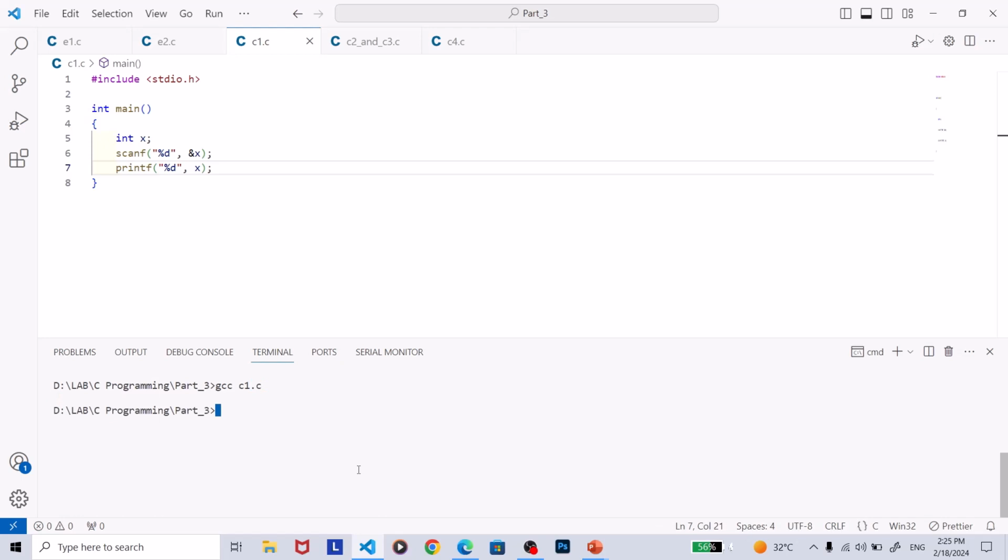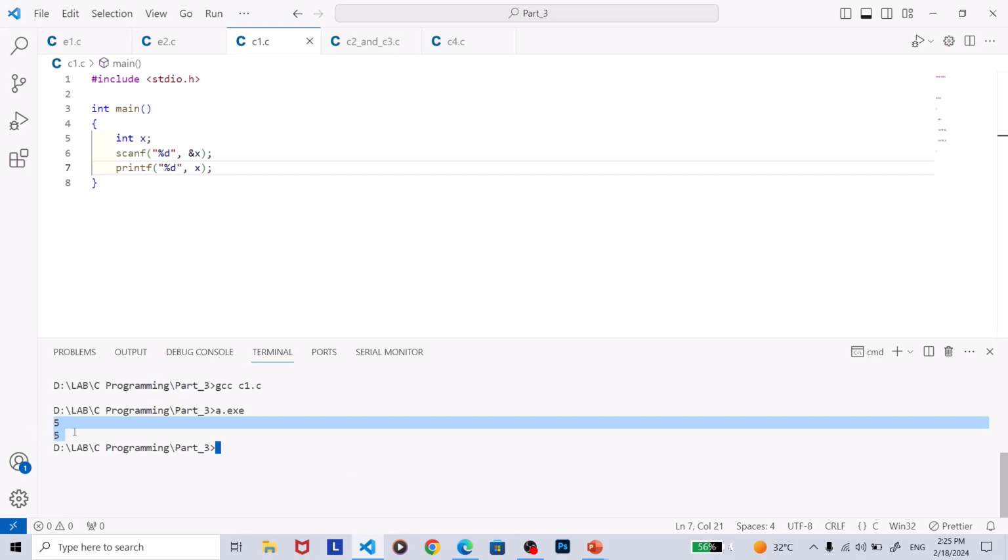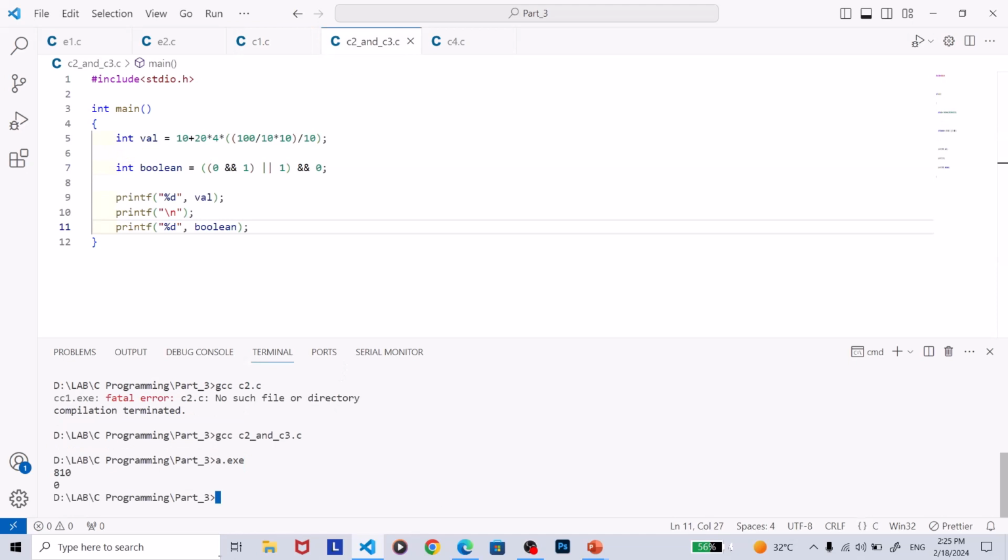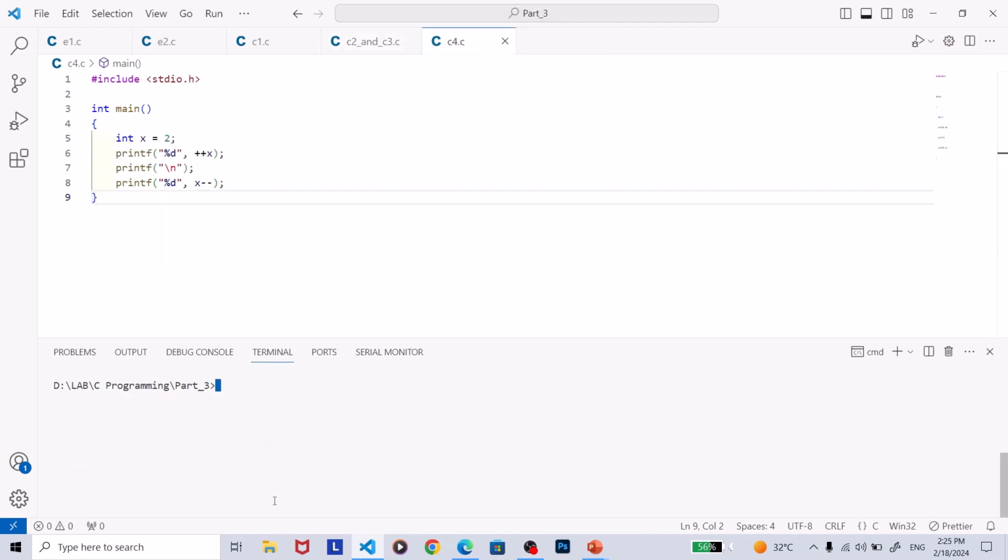Now let us discuss the solution for the problem. For question 1, first create the integer x, then use the scanf function to take the input. Now print the value. For the second question, the output will be 810. For the third question, the output will be 0. Now for the fourth question, the output will be 3 and 3.